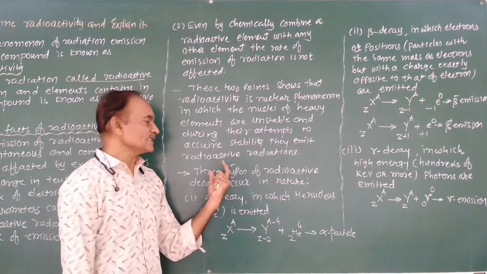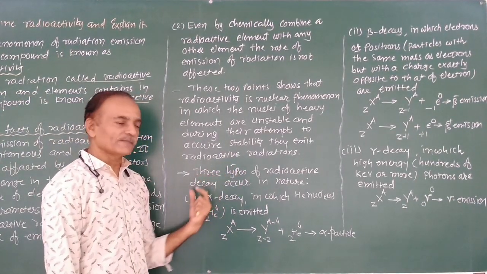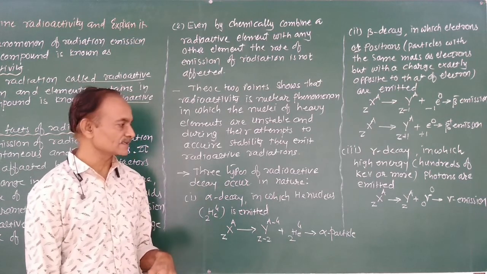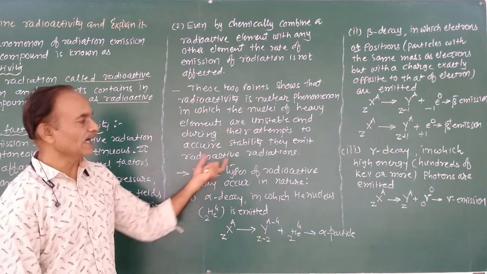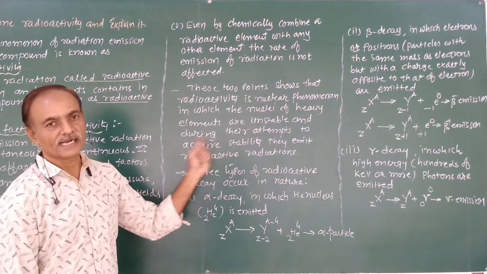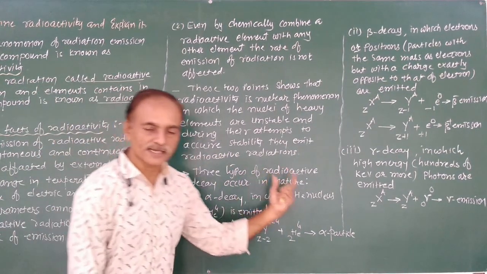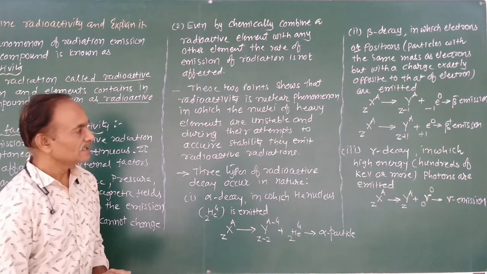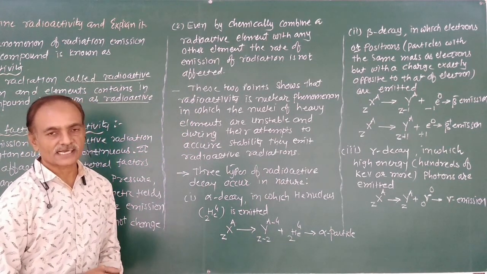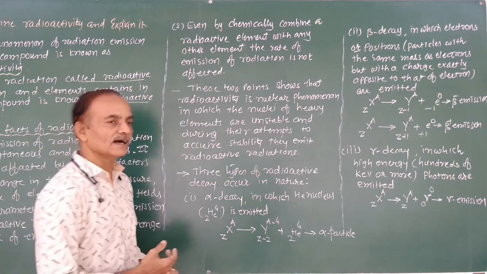During this radioactive radiation, 3 types of radioactive decay occur in nature. When the heavy nuclei decay, at that time, 3 types of radioactive decay take place in nature, which are: first, alpha decay; second, beta decay; and third, gamma decay.